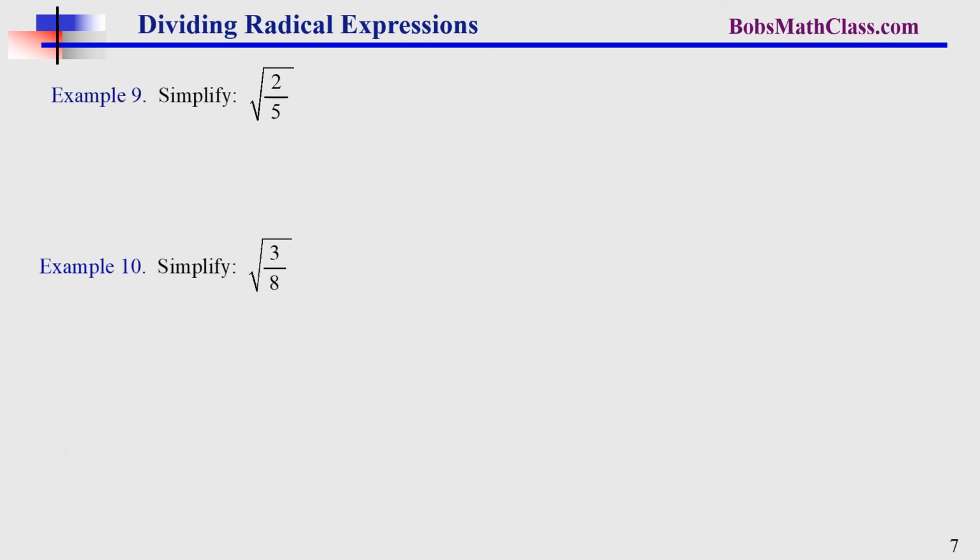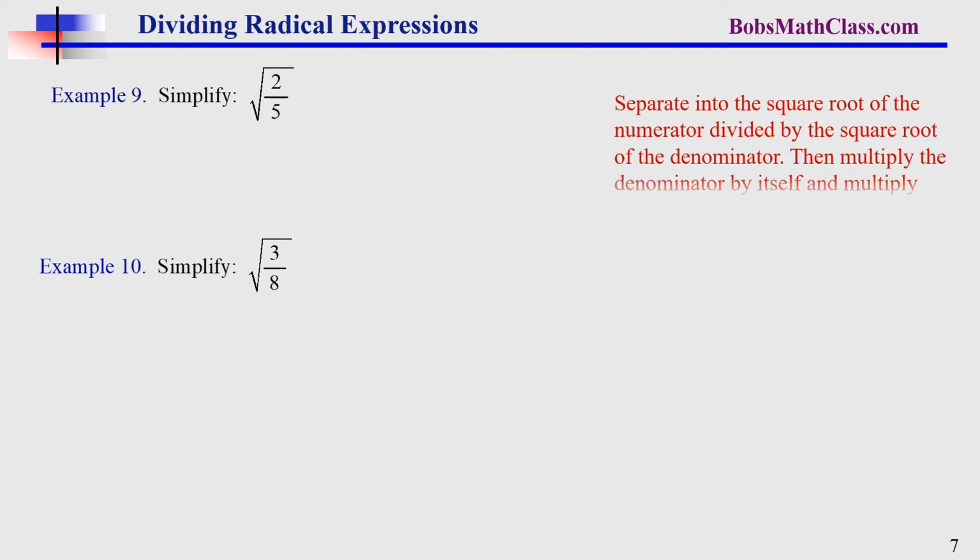Okay. All right, here's our first problem. Square root of 2/5. So we're going to separate it first. Then we're going to multiply it by whatever the denominator is in a radical. So what's our denominator here? Square root 5. So we're going to multiply the bottom by square root 5 and the top by square root 5.